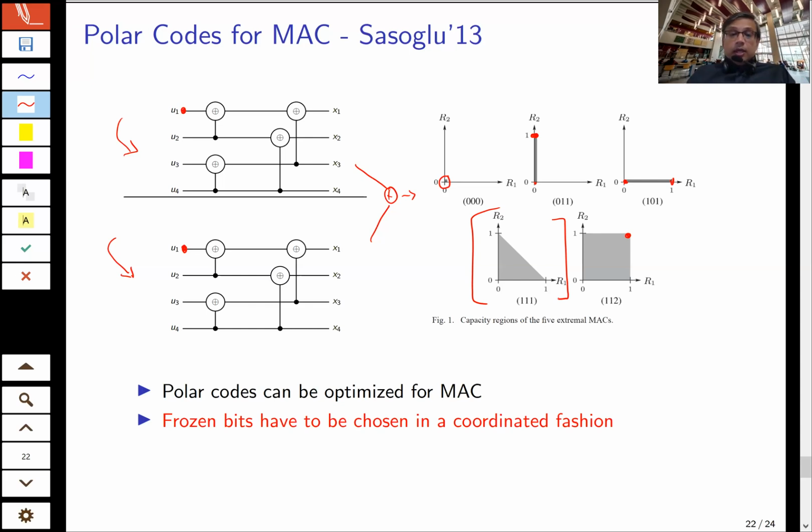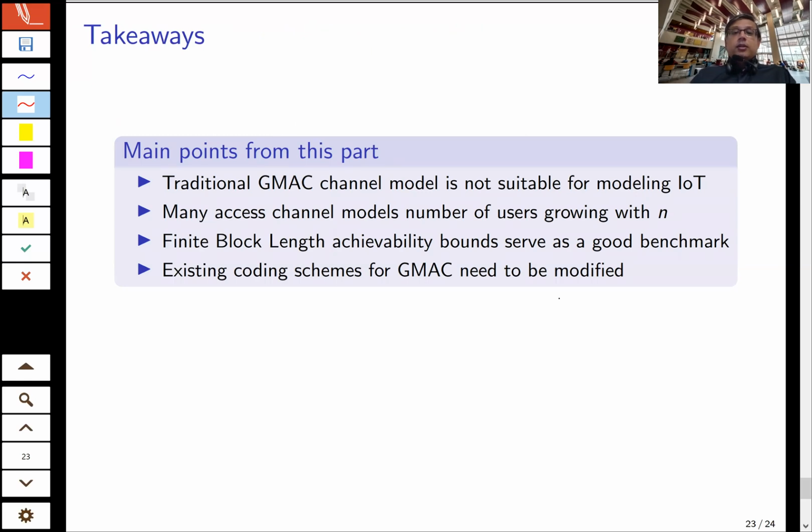So the recurrent theme, as you can see from here, or the main points I want to talk about, is this. First of all, the traditional multiple access channel is not a good model for what we want to do for machine-driven communication or IoT. The many access channel model deals somehow with the problem of the number of users growing with n, but it doesn't deal with the finite block length nature. And Polyanskiy's result about the finite block length bound serves as a good benchmark against which we can compare our coding schemes. And finally, existing coding schemes are inherently assuming some form of coordination. This is something that's important to keep in mind, and so we cannot directly use them.